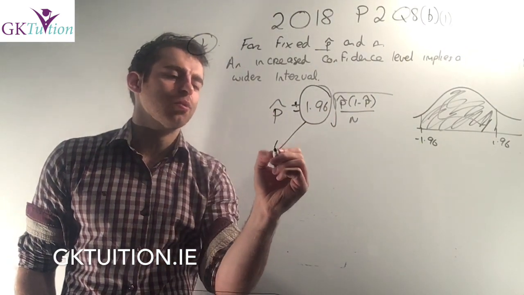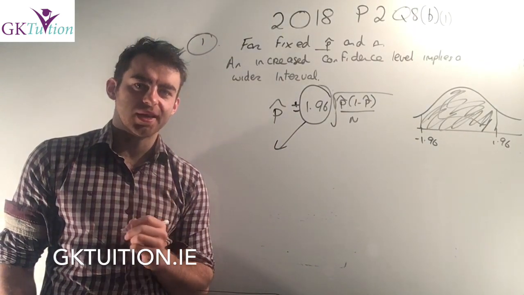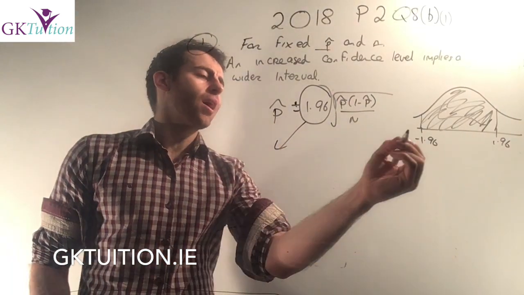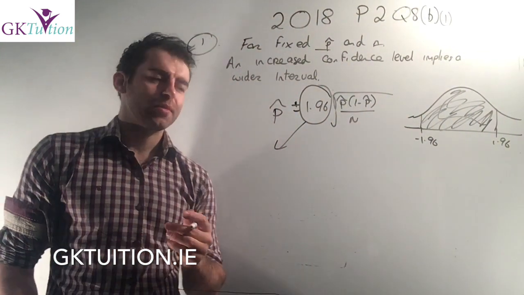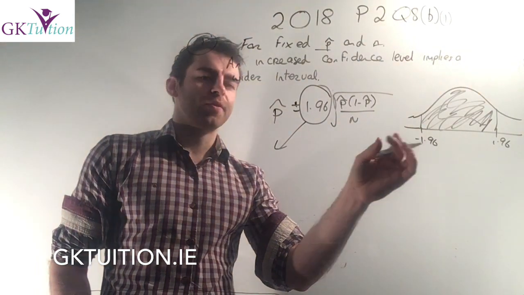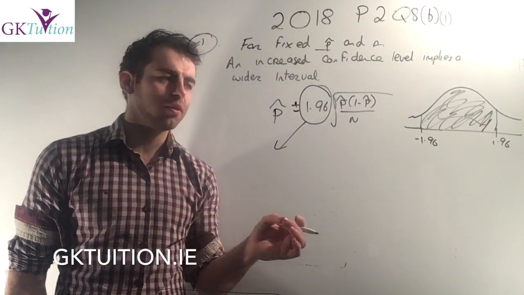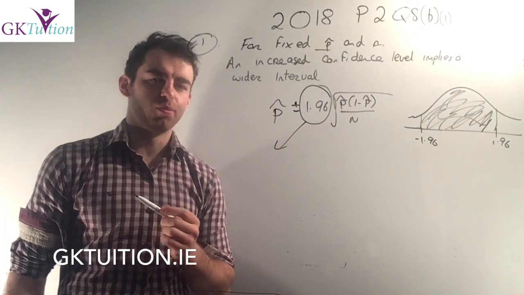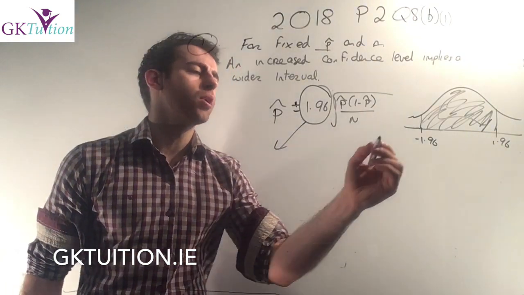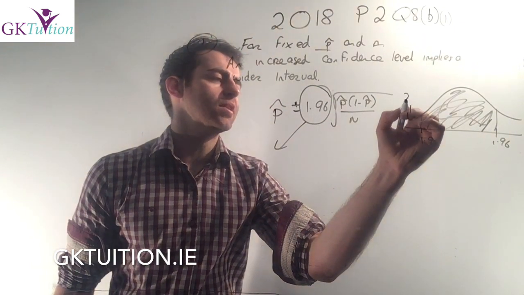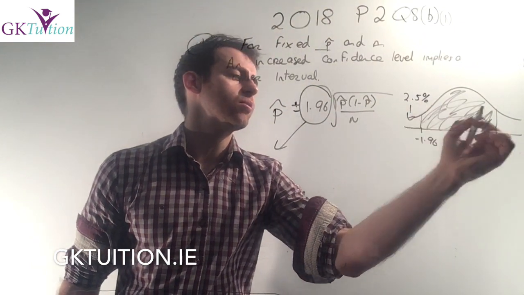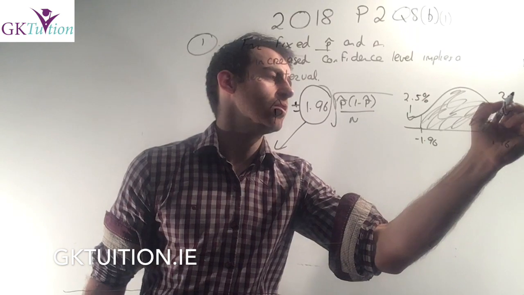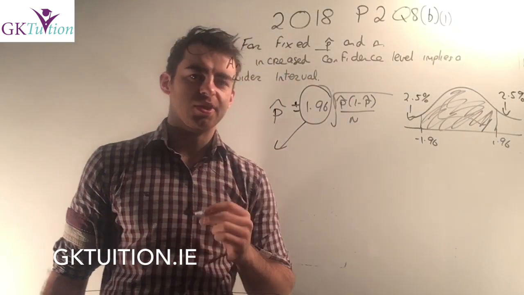Now it's important that you understand what the 1.96 represents. Look at the normal curve I've sketched here. In any normal curve, 95% of all of the data lies within a z-score of 1.96 and minus 1.96. In other words, 2.5% of the data lies outside that region, and 2.5% of the data lies outside that region.